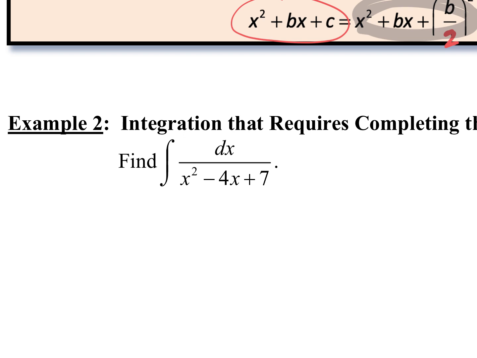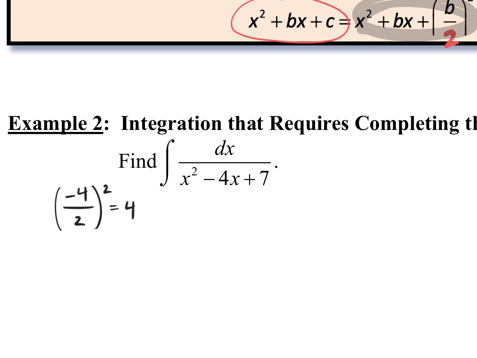I cannot factor that, right? So I need to figure out what I can add to the denominator and subtract from the denominator to make it factorable. So I'm going to take my b value, which is -4, divide that by 2, and then square that. So that's going to give me an answer of 4, right? So if I add a 4 to that denominator, I can factor x squared minus 4x plus 4, and then I'm going to have stuff left over.